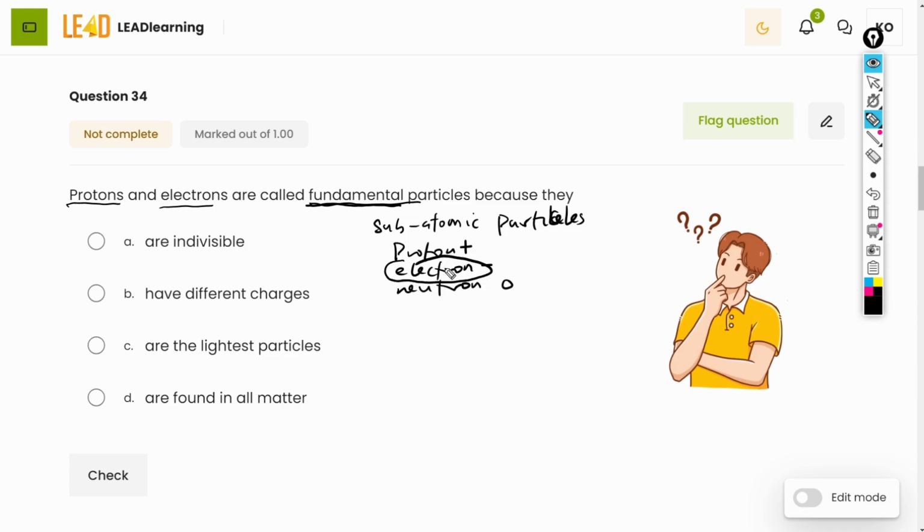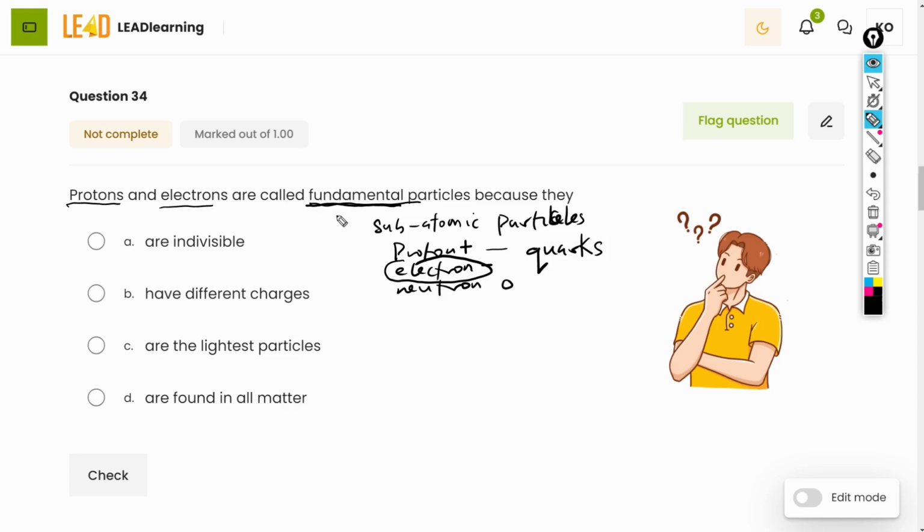The protons used to be in the list, the neutrons used to be in the list, but there is evidence now that the protons and the neutrons can be split into smaller, simpler particles. For example, the protons can be split into smaller particles called quarks. But the electron cannot be split into any smaller particle. So now let's look at our options.